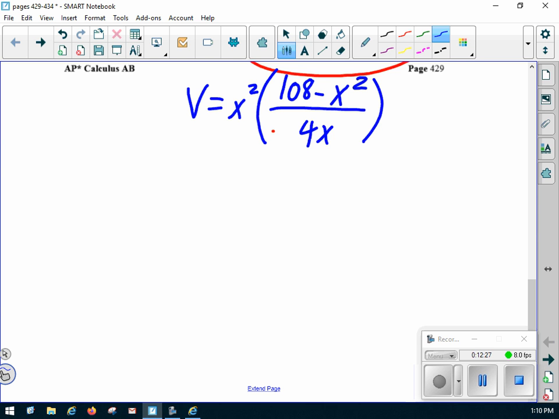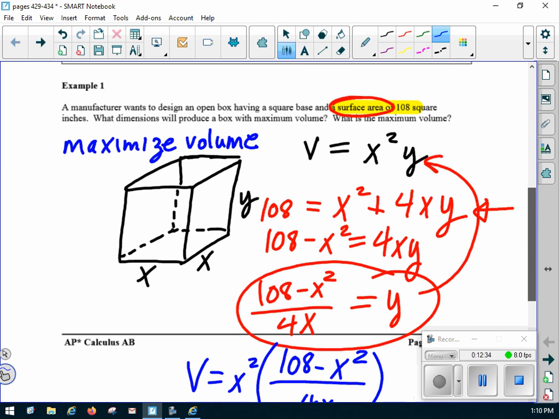Now I'm going to clean that up just a little bit, because I'm going to take the derivative of this. Why am I going to take a derivative? Because I want to maximize volume. In order to maximize something, let's remember, I take the derivative and find my critical numbers. I'm not worried about endpoints because x cannot be 0, and there's no other endpoint.